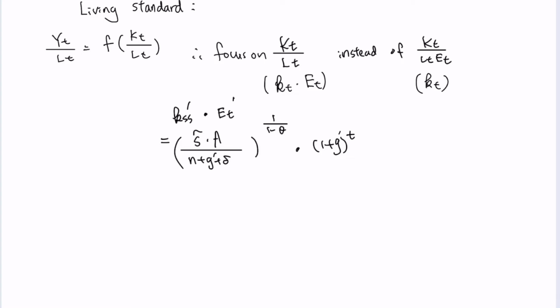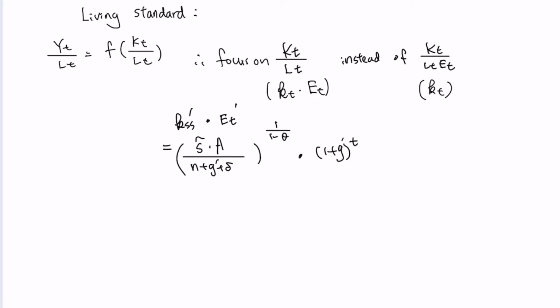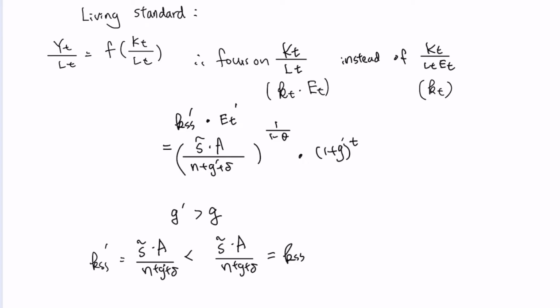So the k steady state multiplied by the E equals the steady state value of the k, which is s tilde A divided by n plus g plus delta, the whole thing to the power of 1 over 1 minus theta, multiplied by 1 plus g to the power of t. Let's assume that E naught equals 1. It turned out that given that the g is higher, the new steady state capital per effective worker is less than the old capital star per effective worker, which is what we showed in our earlier comparative statics.